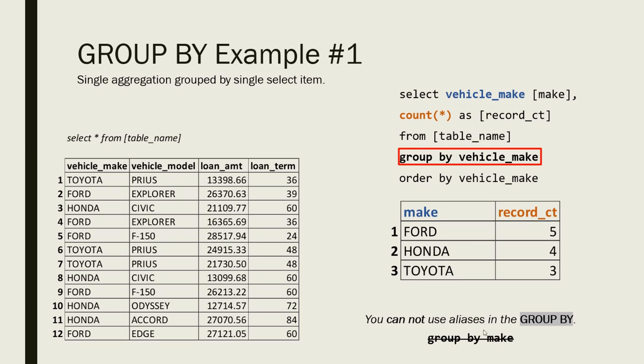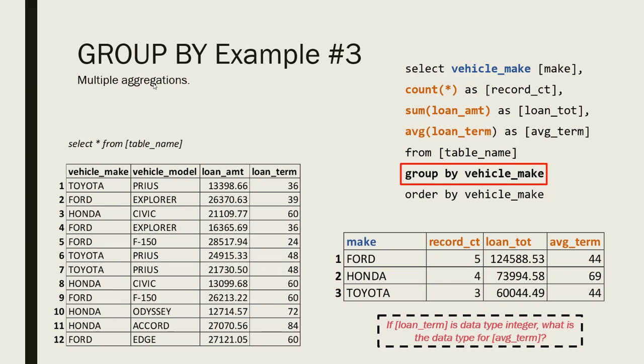Last point here, you can't use aliases in the group by. This means group by vehicle make, as it's shown, uses the field from the table source. You could not exchange the make alias here for the vehicle make field from the table source. SQL will return an error because it ultimately doesn't find a field called make in the original table. It looks for this field make as part of the group by clause over here in the original table. You can see that there is no field named make, and so SQL will return an error in that case.